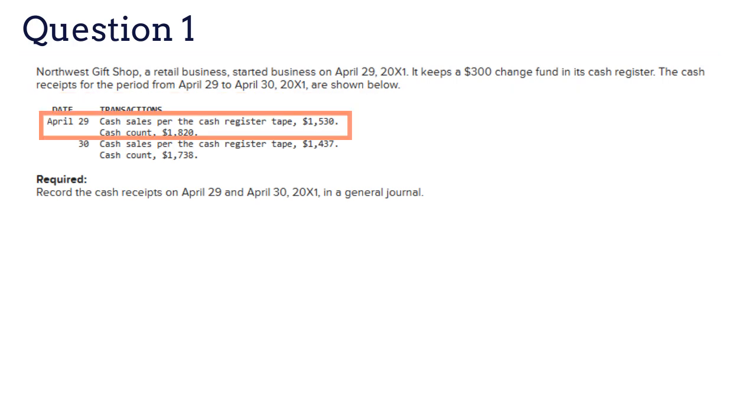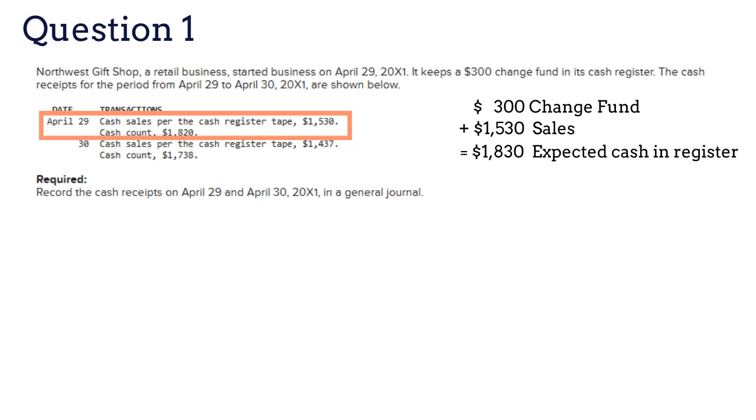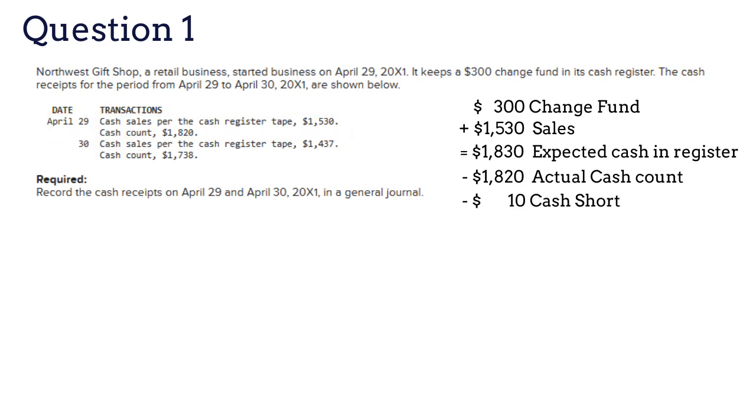On April 29th, there were cash sales per the cash register tape of $1,530. The actual cash count was $1,820. What do we need to do here? We started off with $300 and we had sales of $1,530. That means that we should have $1,830 in the cash register. But we don't. The cash count is $1,820, which means that we are $10 short.